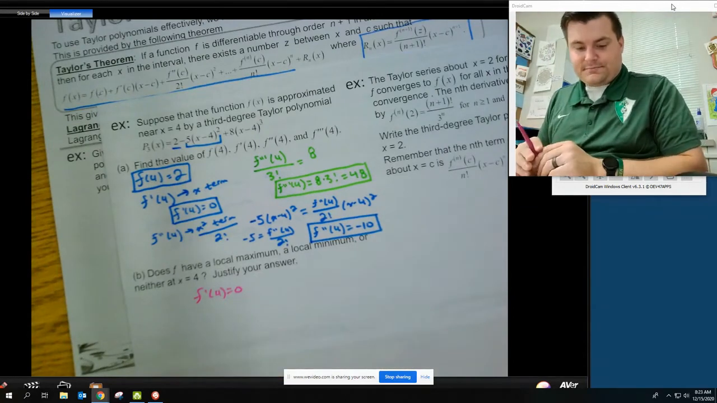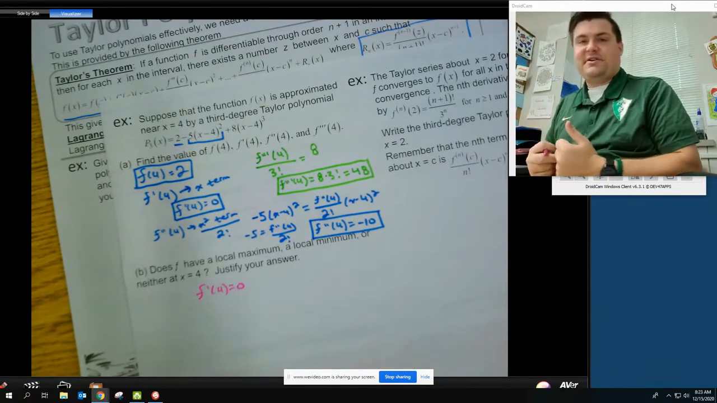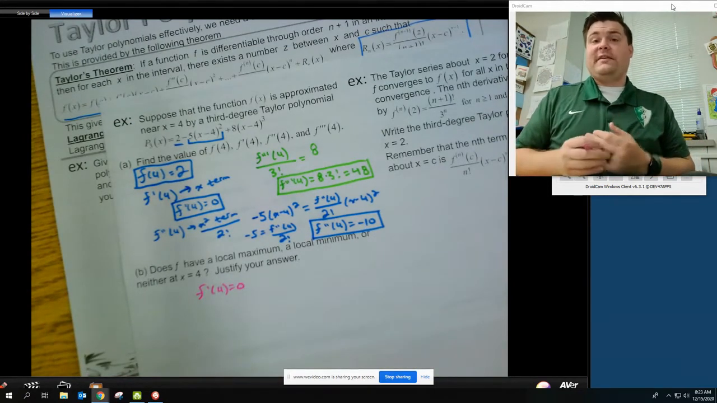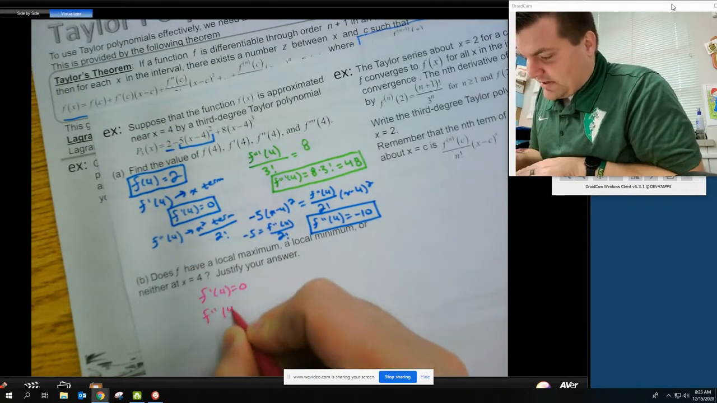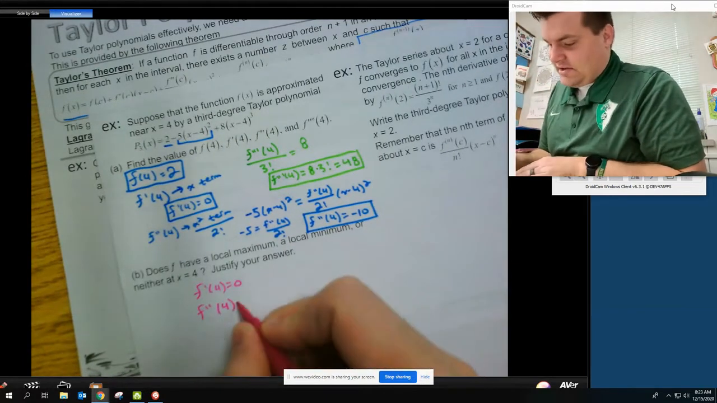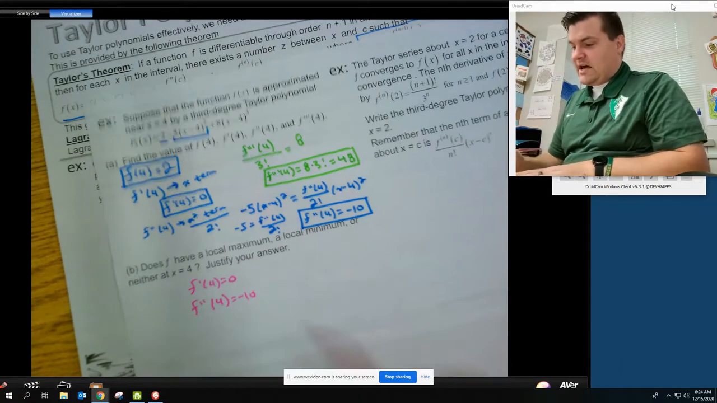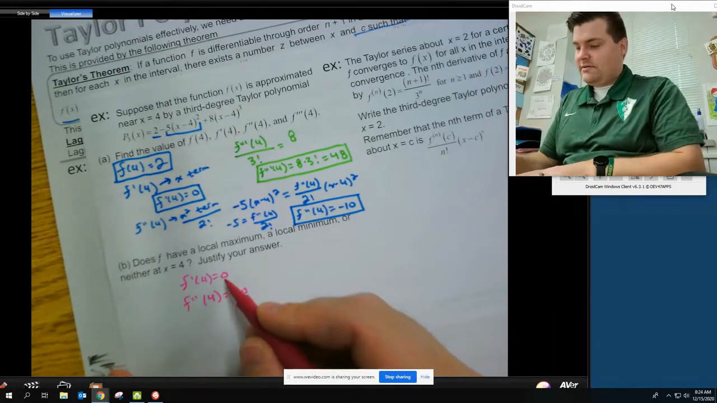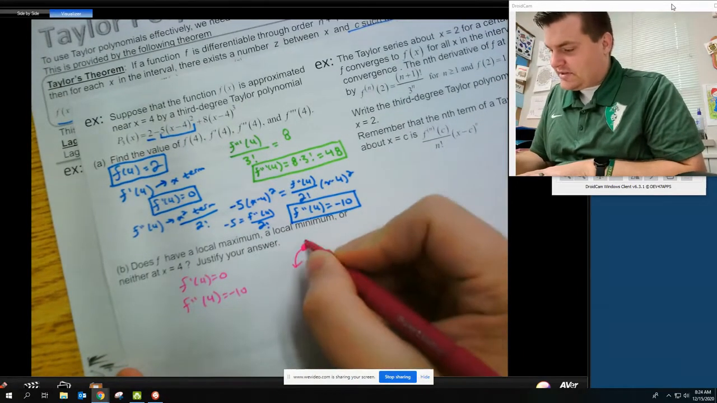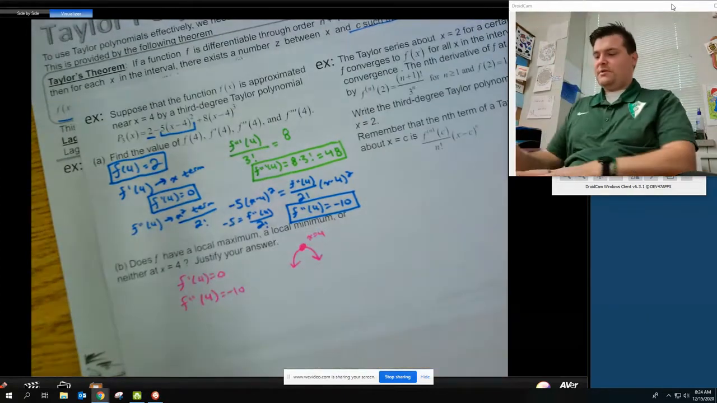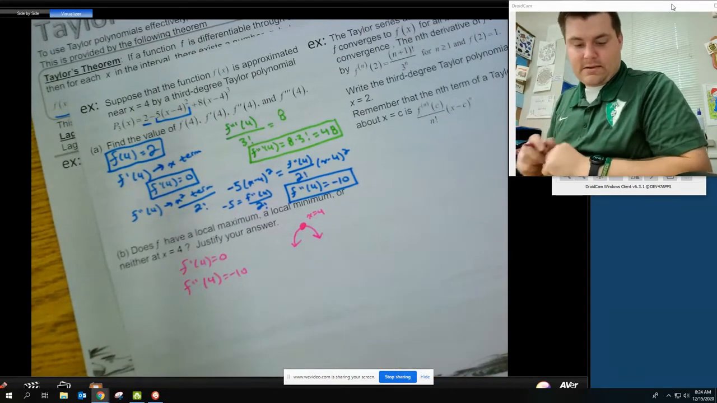So now I need to figure out if it's increasing before or decreasing after, and I really can't. So I can't use the first derivative test, but I can always use the second derivative test. So look at the second derivative, and we said that that is going to be negative 10. Since it's concave down, and let's say this is x equals 4, and we know that the derivative is 0, this is going to tell us that we have a local max.